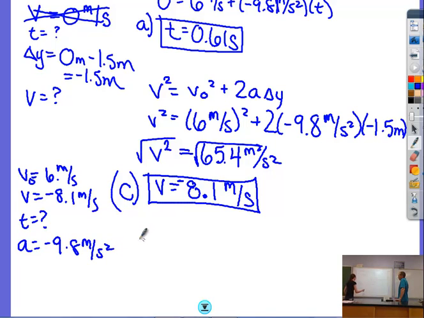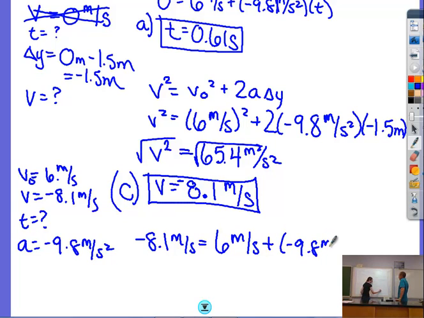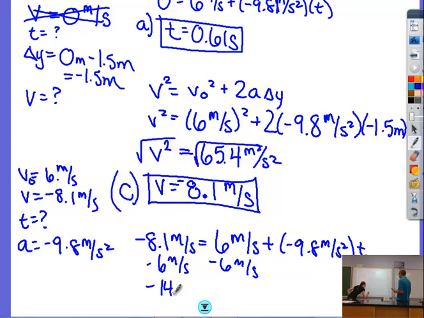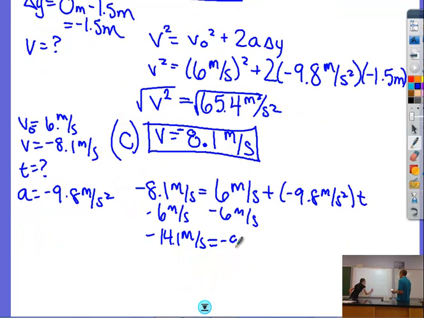So negative 8.1 equals v naught, 6, plus negative 9.8 times t, which we don't know. So let's see, negative 8.1 minus 6 is negative 14.1, divided by negative 9.8 is 1.44 seconds.